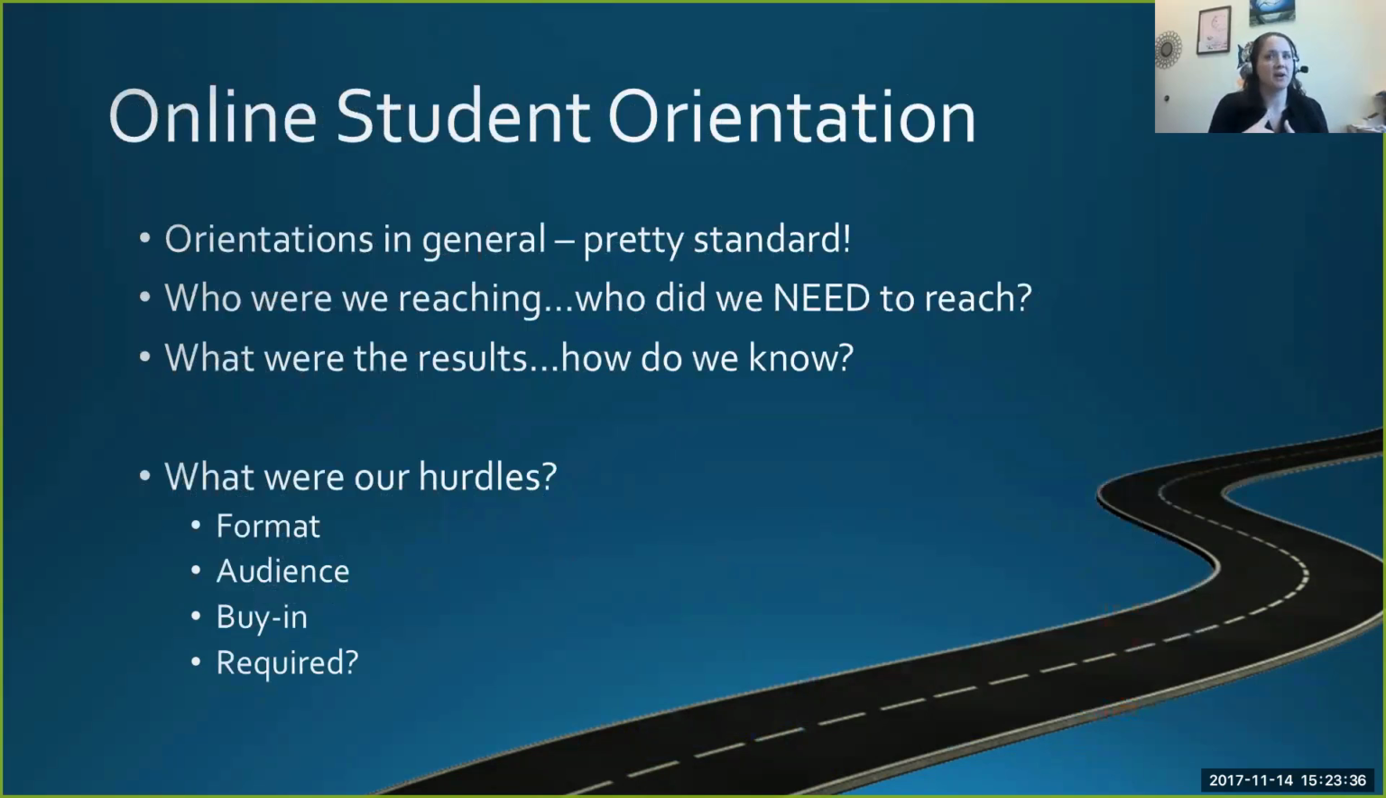So let me give you a little background on our online student orientation first. So orientations in general, they're pretty standard. Incoming freshmen and transfers come and walk around campus. Students usually get on campus a little early, you move in, you set up your dorm room, you get comfy. You don't just usually hit campus and go right to class. Even commuters have an opportunity to come on campus ahead of time, get their ID card, walk around campus, go to their classes. So the general concept of an orientation is pretty regular.